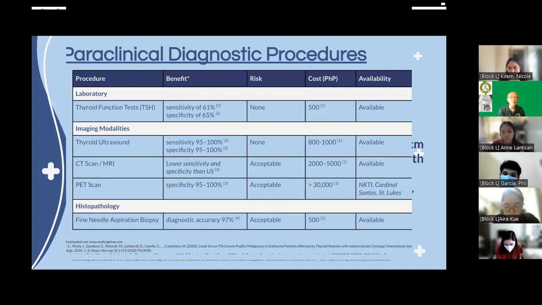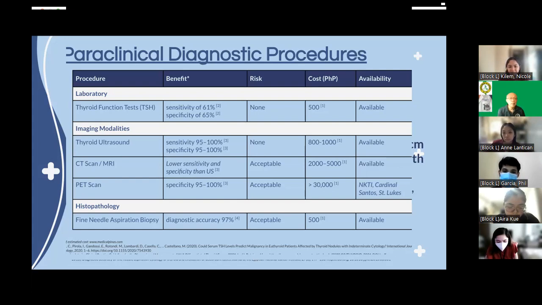Yung cost is not 500. Okay, saan mo yung nakuha yung 500? Okay. At TSH lang ito. TSH lang ito, no? Okay. Pwede. 500. Okay. But usually, they count sila lahat. TSH, T4, T3, T4. Di ba? Tatlo, no? So usually, abutin ka na 1,000 plus or 2,000, no?